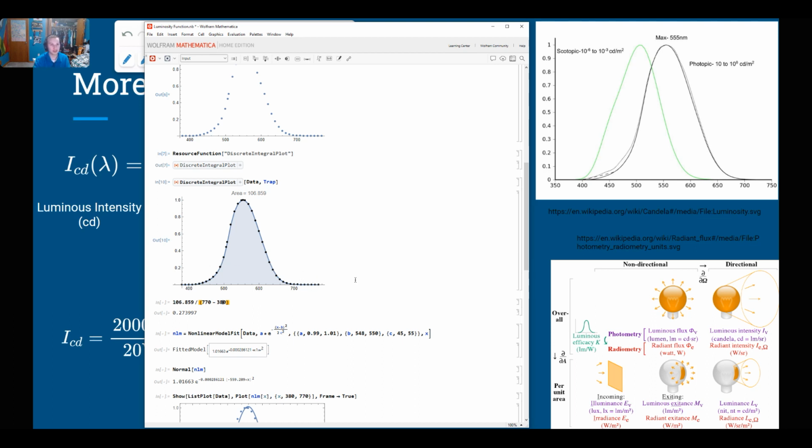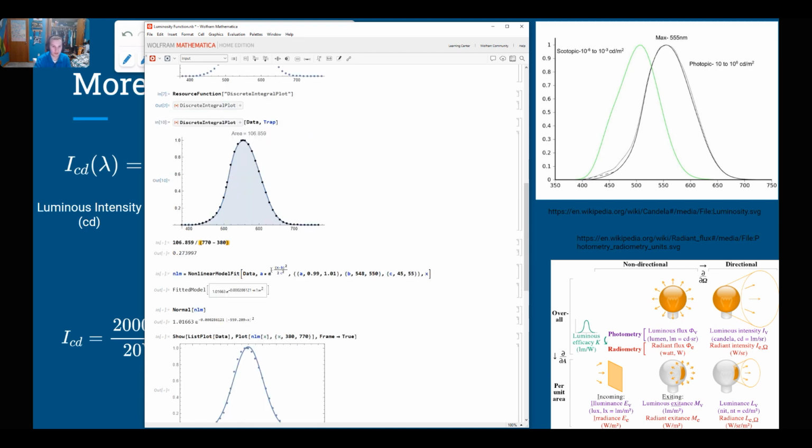But what I was really curious about was how does this approximate a Gaussian? So we come down here, and we're going to run a nonlinear fit. A Gaussian is not linear, so we're going to plug that in.